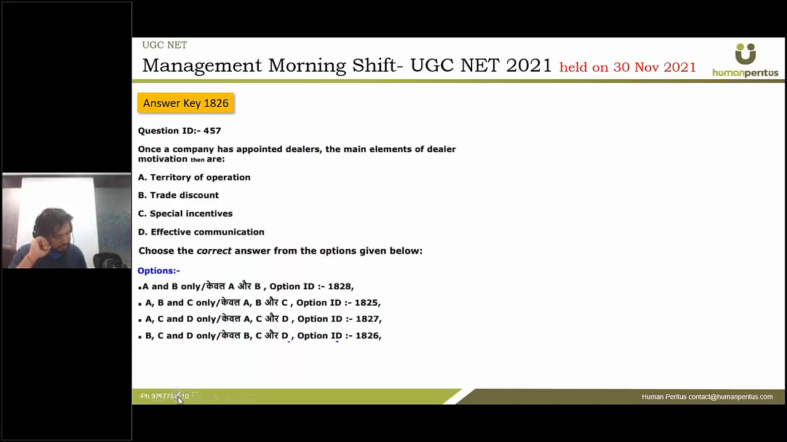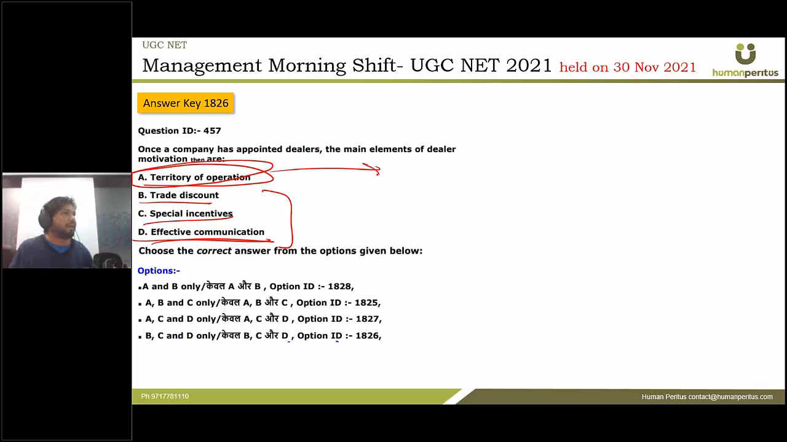Okay, moving forward to the next slide. Once a company has appointed the dealer, the main elements of dealer motivation then are. So dealer motivation. Okay, what are the motivations that the dealer has? Now if you see B, C and D: trade discount, special incentives and effective communication. All these three are actually motivations for the dealers. But territory of operation is more related to the manufacturer or the production firm, that is, what is my territory of operation and what are those things. So therefore it cannot be a motivation for the dealer, and the correct answer is B, C and D. Okay.